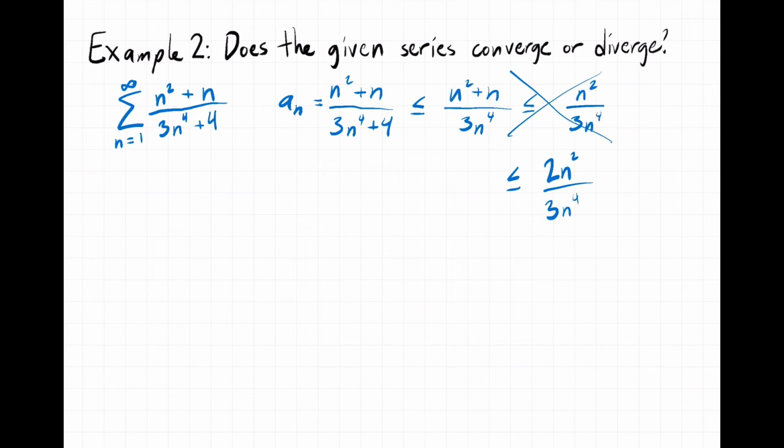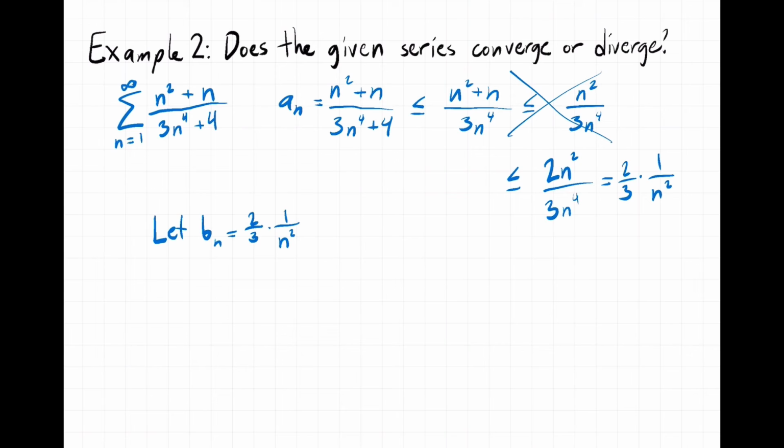So taking n squared plus n squared is certainly bigger than n squared plus n, which means that 2n squared is bigger than n squared plus n. So that tells us that n squared plus n over 3n to the fourth is less than or equal to 2n squared over 3n to the fourth. And this equals 2/3 times 1 over n squared. So let's let our bn equal 2/3 times 1 over n squared.